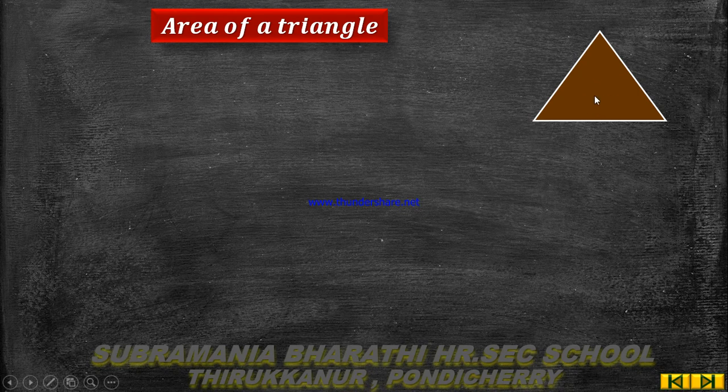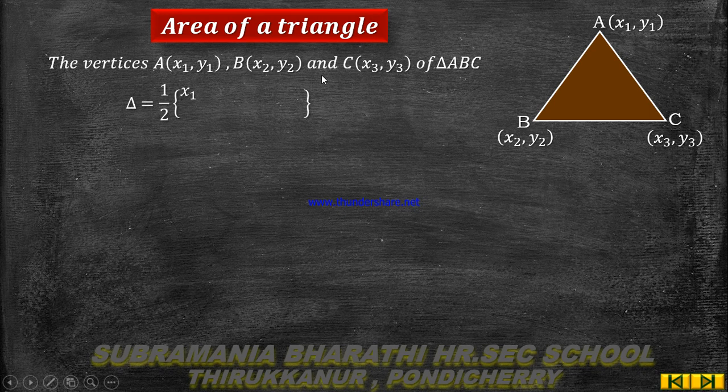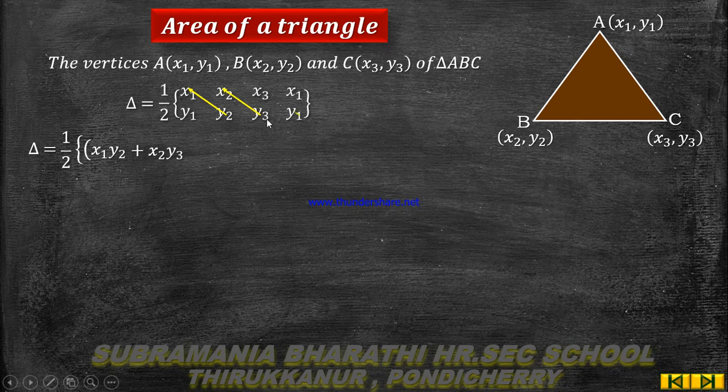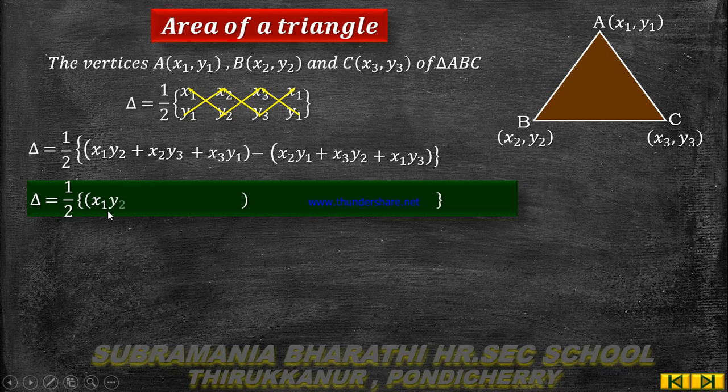Triangle area means the portion occupied by the triangle. Now the vertices are A of x1, y1, B of x2, y2 and C of x3, y3 of a triangle ABC. The area of the triangle equals 1 by 2 into x1 y2 plus x2 y3 plus x3 y1, minus x2 y1, x3 y2, x1 y3. This is the formula for the area of a triangle: half into x1 y2 plus x2 y3 plus x3 y1 minus x2 y1 plus x3 y2 plus x1 y3.